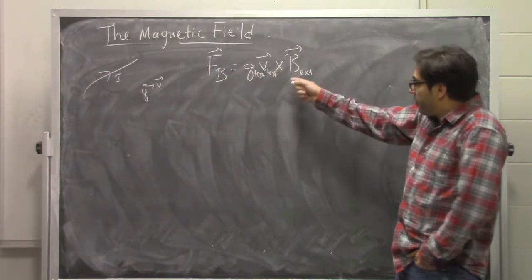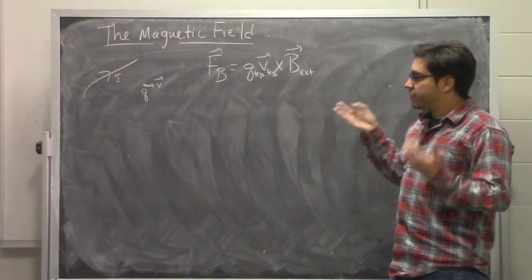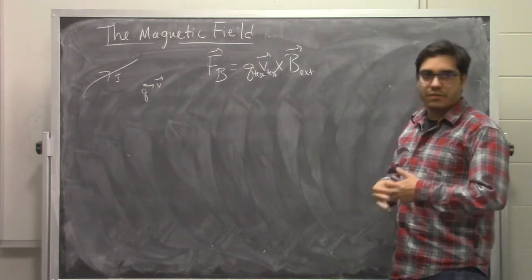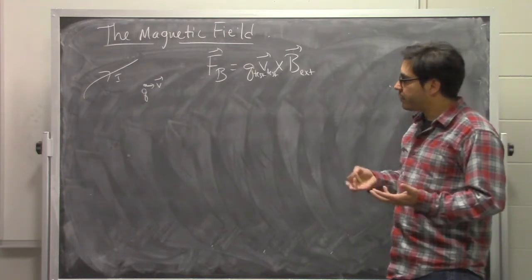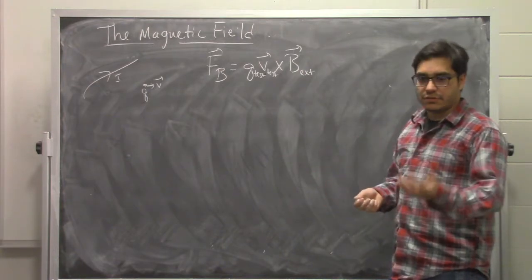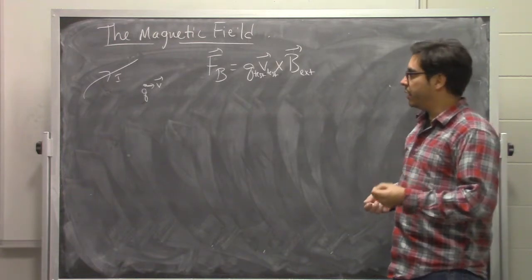So what's curious about this is that it's quite a bit different than the electric field, right? If the charge itself is static, if it's not moving, it experiences no magnetic force. It has to be moving to experience that force, whereas when you have a charge that's just sitting still and there's some electric field, it will experience a push immediately.